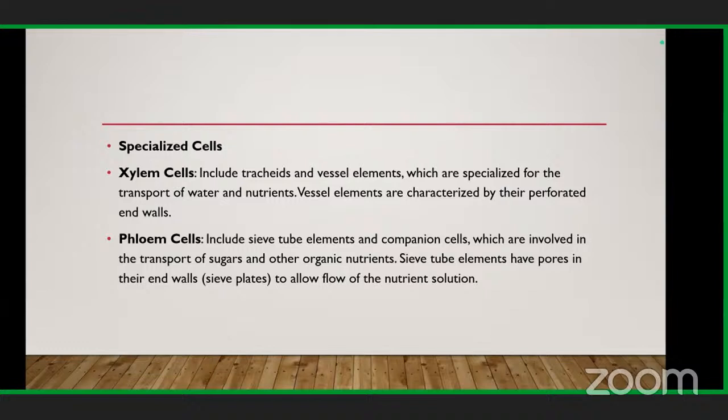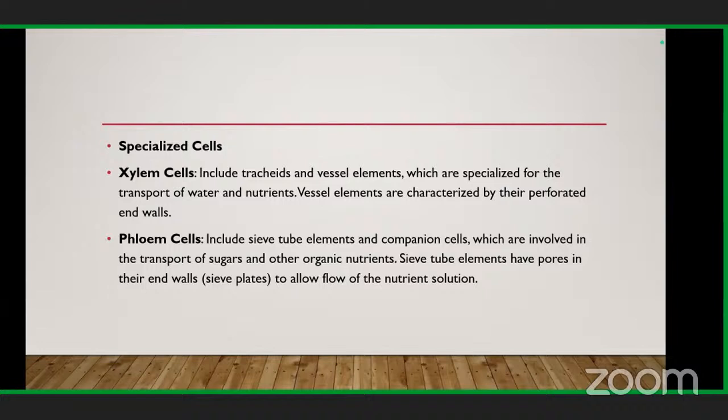Vessel elements are characterized by their perforated end wall. So the end walls have some small pores in the vessel elements. So these are the xylem cells. Next are the phloem cells, that include sieve tube elements and companion cells.